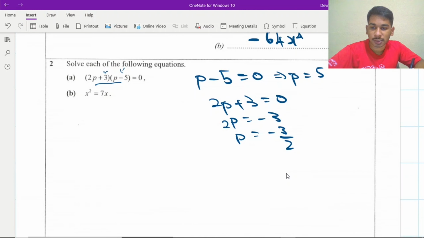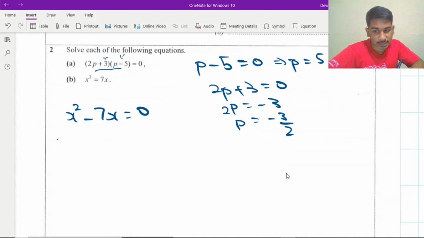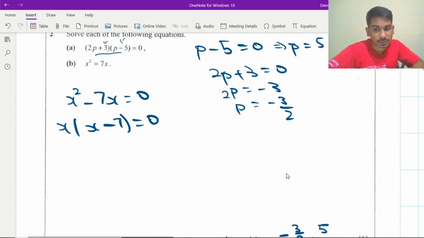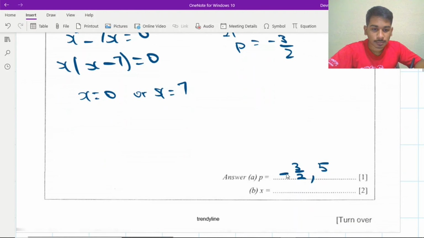Alright, next one. x squared equal to 7x. Okay, so we want to move it to this side equal to 0, and we want to factorize it out. x times x minus 7 is equal to 0. So we can have x is equal to 0. If x is 0, it will be 0 on both sides. If x is 7, it solves this. Makes sense, right? 7 squared and then 7 times 7. So x is 0 or x is 7.